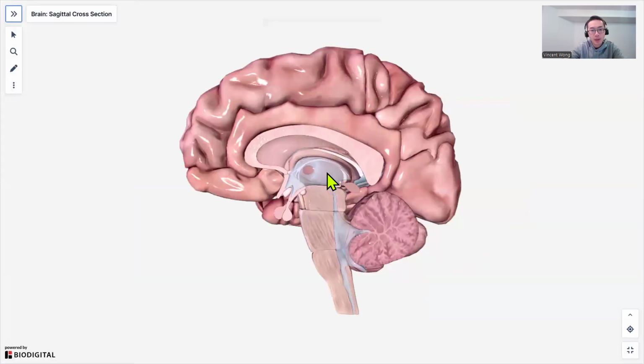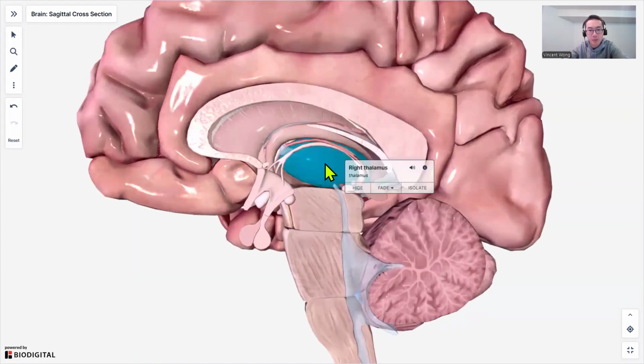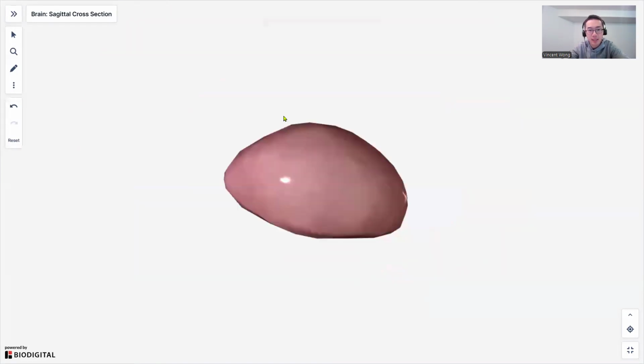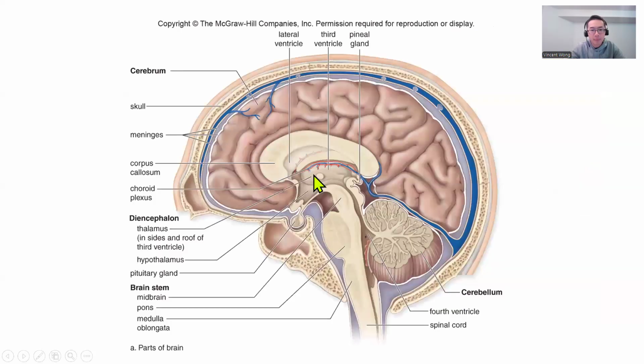So over here, when I point to this structure, the space in front of it, once again, is the third ventricle. But when I delete that, you can see the thalamus is right behind it. Okay, so isolate, that's the whole thalamus. It's like this oval shape gray matter. Now in the PowerPoint, you can see me pointing at it.